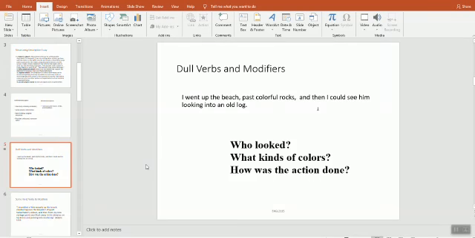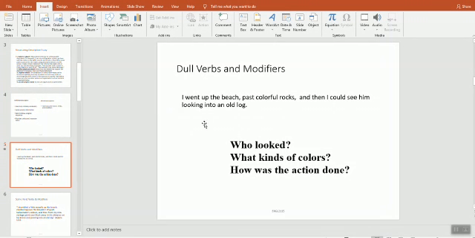Now here we are going to take an example. Here is a sentence where some dull verbs or dull modifiers have been written, like: I went up the beach past colorful rocks and then I could see him looking into an old log. Now there are a few things which are vague. For example, I went up the beach. This went is not telling us how I was feeling when I went there. I mean, whether I was comfortably going there or uncomfortably going there. Then who looked? I could see him looking into.